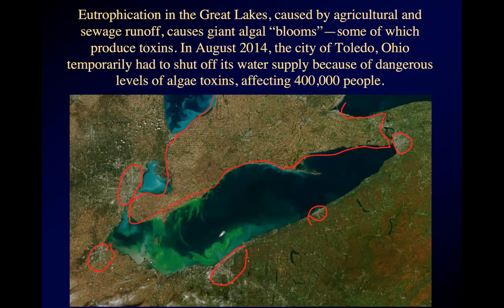All of this green stuff right there is a big blob of algae looking kind of like that picture I just showed you, except this blob is big enough that it spans Ohio and Canada. And a problem that results is some of these algae, as they grow, they produce poisons, they produce toxins. And in August 2014, Toledo, Ohio normally gets its water from the lake. They had to shut off their water supply temporarily because there was so much algae in their water supply that it was getting dangerous.